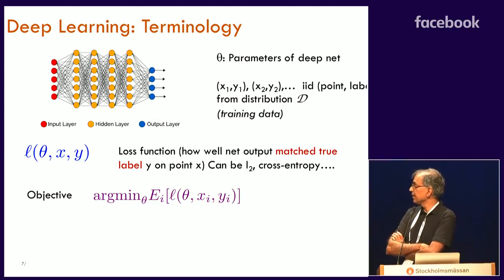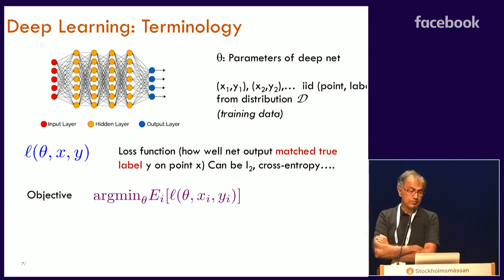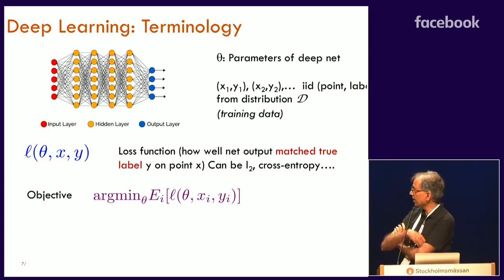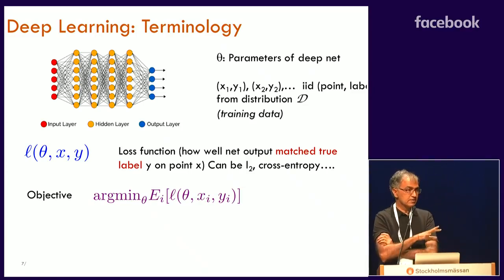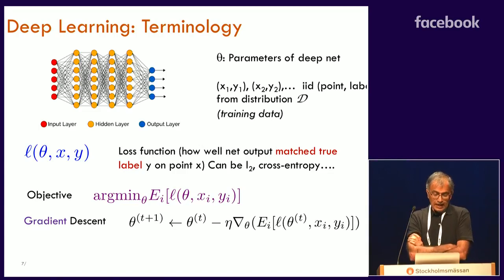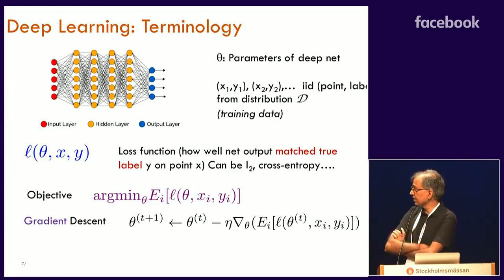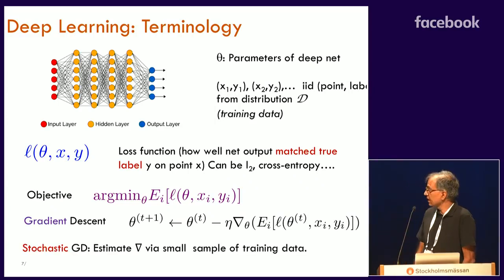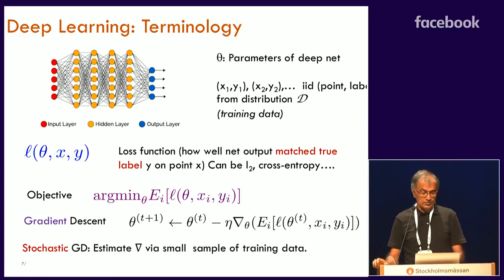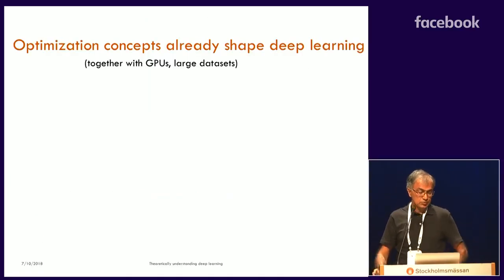Now, the objective is to minimize over theta this training loss. And I'm writing it as expectation over training points, E sub I. I is the index of the training point. And that expectation is just the sum, or the average. And in practice, you just try to train it using gradient descent, the most simple algorithm in continuous optimization, which is like this, where you compute the gradient of this loss and go in the direction of negative gradient times an eta, which is called the learning rate. And stochastic gradient descent is the same algorithm, except because computing the gradient can be very expensive when you have millions of data points, you estimate it via a small sample of training data. I'm assuming this is all known to you, but just wanted to lay down the notation.